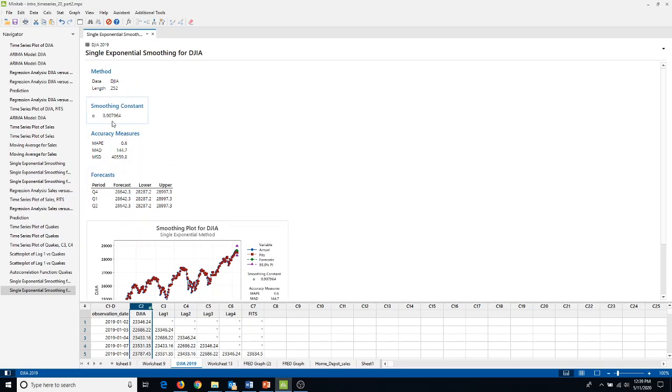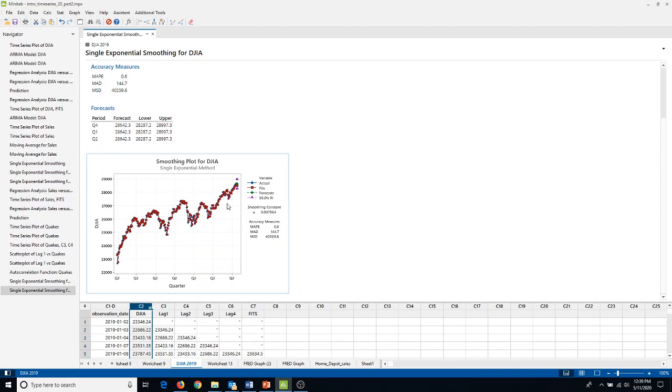It gives me an alpha of 0.907, so it forecasts most of it on the previous ones and gives me a little bit of the forecast here, about 28,642 for the next few times. So you can see there are a lot of ways to use time series for prediction.